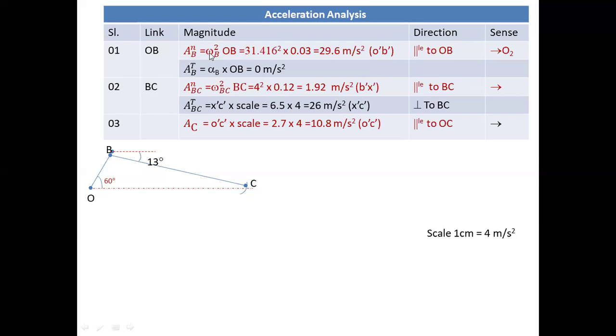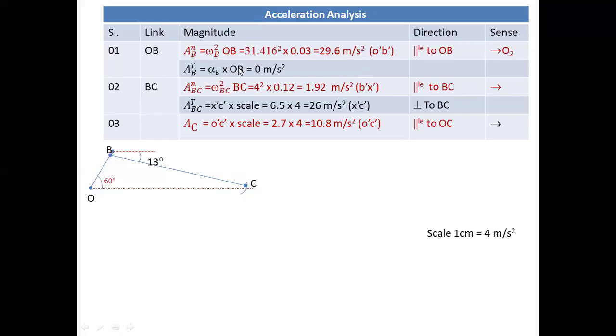So what we have is the normal component of acceleration for crank OB, which will be r into omega square. That is 31.416 square, that will be omega, and r is 0.03. So that normal acceleration value will be 29.6 meter per second square. Tangential acceleration will be zero because the crank rotates with uniform speed. That's why there is no tangential acceleration.